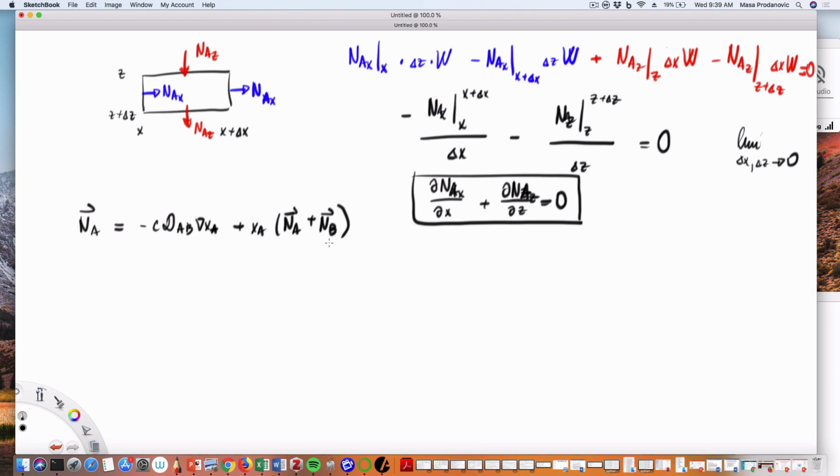So when I look at NAZ, I have Z and X components. Let's look at the Z component first, because that's my dominant flow. It's minus C DAB dXA/dz plus, I can also write, so what is my NA by definition?